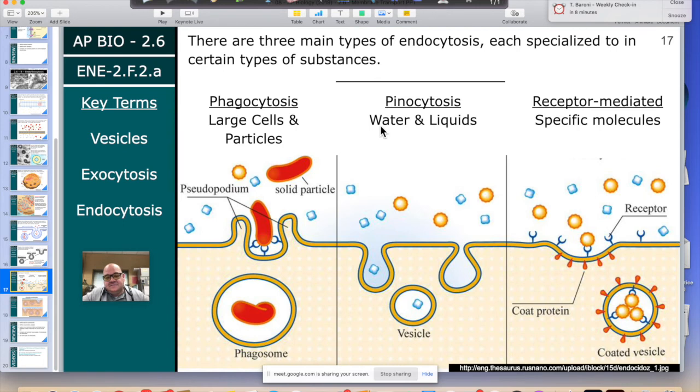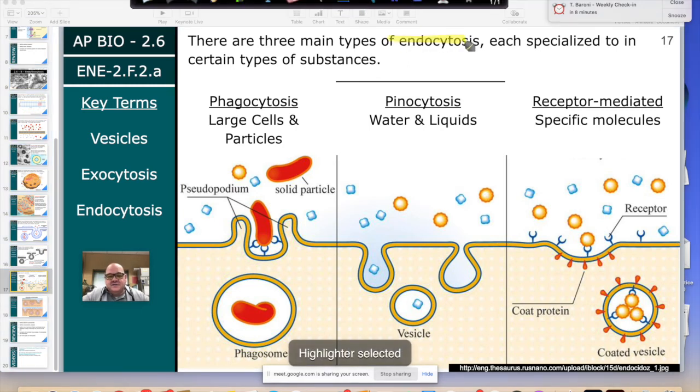Pinocytosis is really specific to water and other liquids. So same process. Remember, these are all forms of endo. So endo divides out into these three types. So pino is any kind of liquid. Next we have receptor mediated. There'll be receptors on the cell. Those will bind with some extracellular substance, and when that happens, the membrane will again fold in and pinch off. So 3 types of endocytosis you should be familiar with.